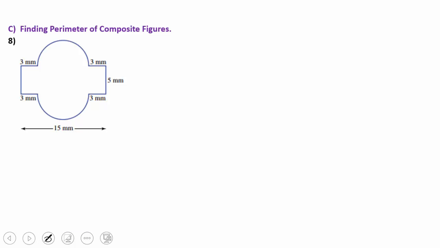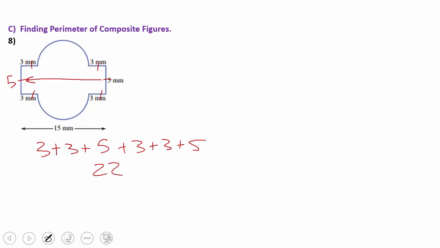So I'm looking at this figure, and I see that we do have this 3, that 3. I have a 5 here, a 3, another 3, and I do know that this opposite side here is going to be 5. So I'm going to add all those together. 3 plus 3 plus 5 plus 3 plus 3 plus 5, and that gives me a total of 22 to start with. Now I notice I have 2 semicircles.